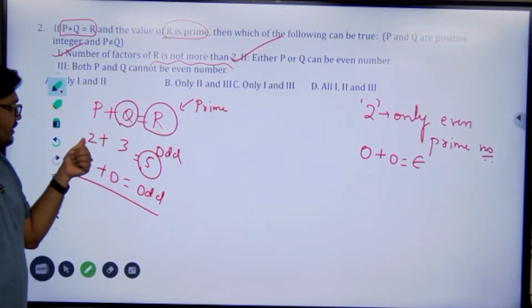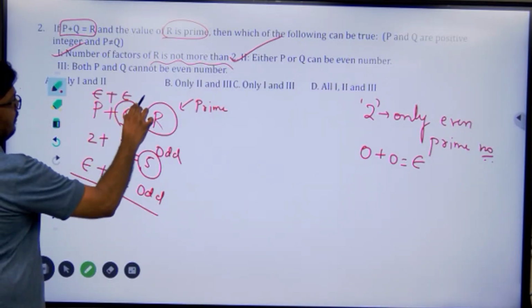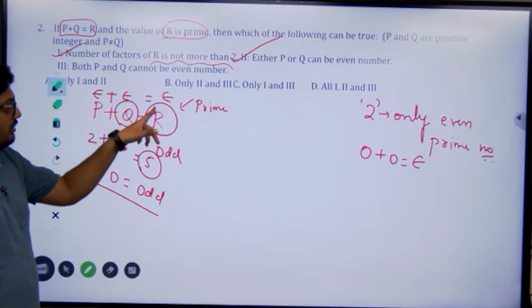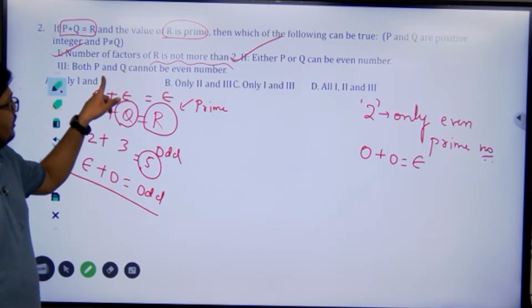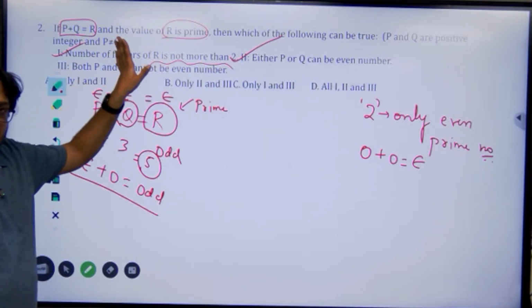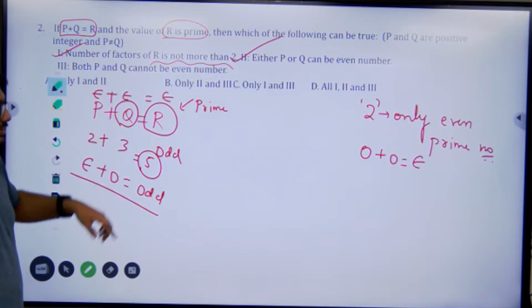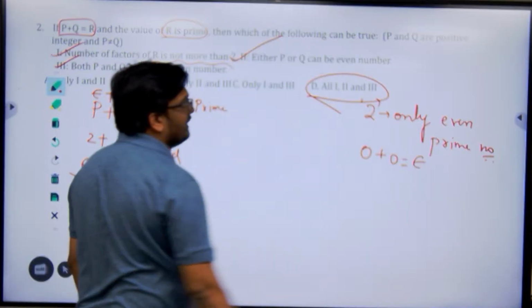Then, both P and Q cannot be even number. Listen here, both P and Q. If both P and Q are even, even plus even is what? Even. So except 2, all prime numbers are odd. Both P and Q cannot be even number. Yes, correct. It cannot be even number. One can be even.